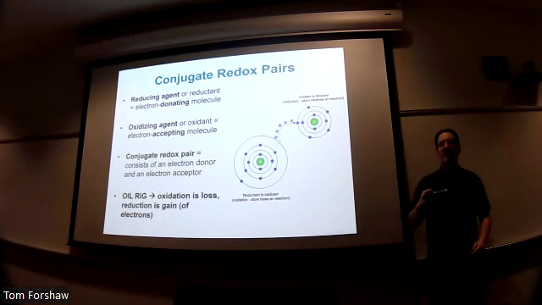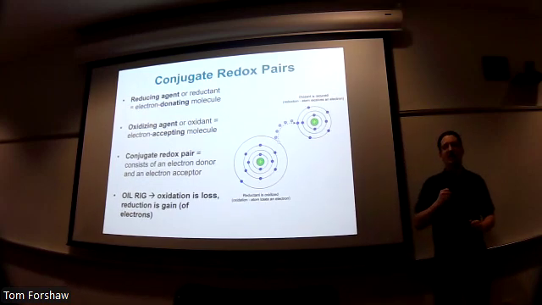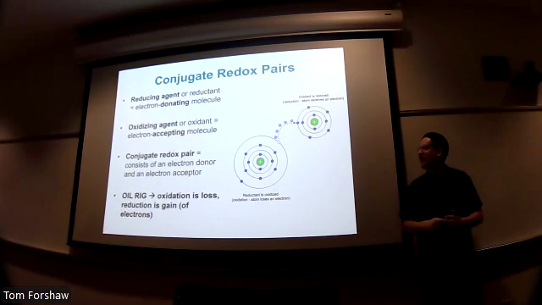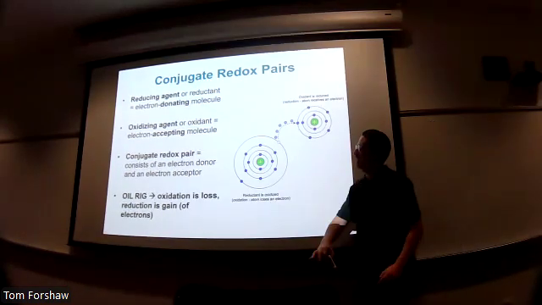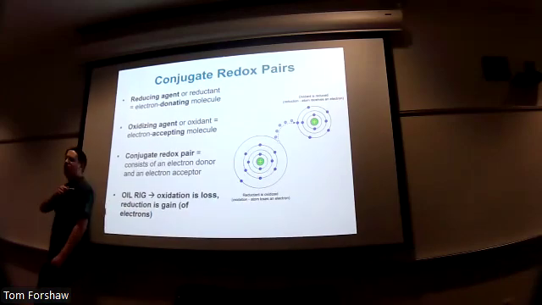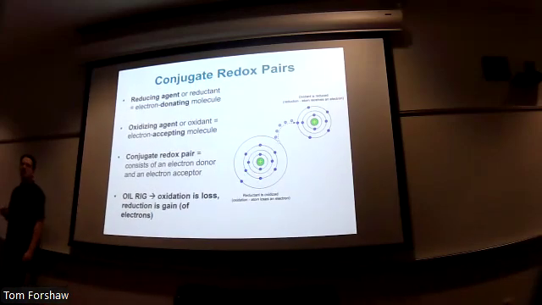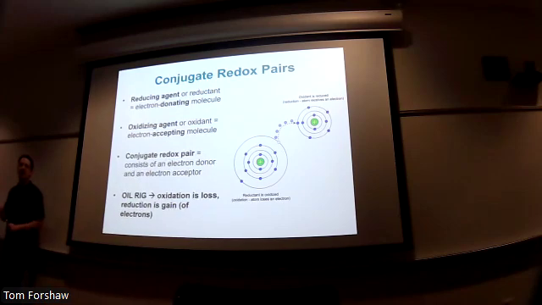Now that movement of electrons, that is, it's being oxidized. And you have the phrase OIL RIG. Do you guys do OIL RIG or LEO GER? Some people do LEO GER. I think that one's weird personally. OIL RIG, right? Oxidation is loss, reduction is gain.